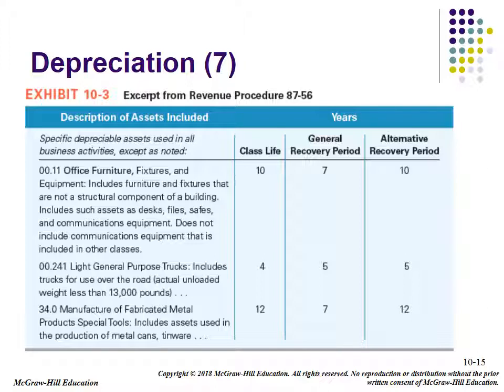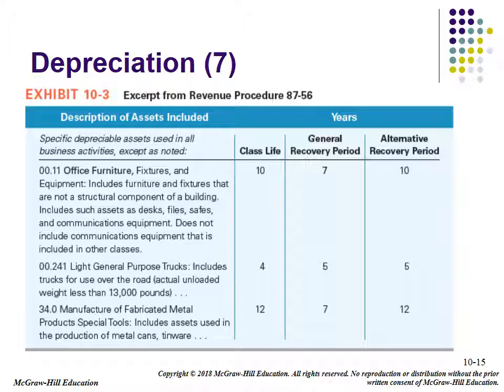So, office furniture, fixtures, and equipment, and it gets very specific. This includes items that are not a structural component of a building: desks, files, safes, communication equipment. It does not include communication equipment that is included in other classes. So some communication equipment could be 5-year, but it's 7-year, a 7-year life, and that's one of the common categories we'll be dealing with. The other is the 5-year category.